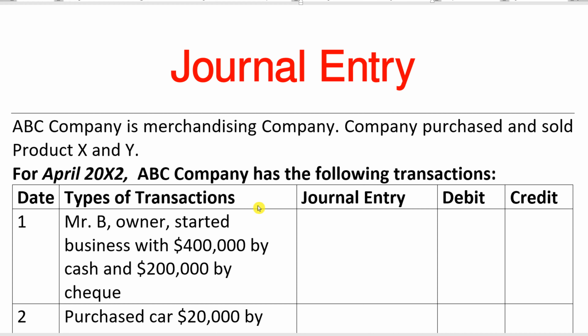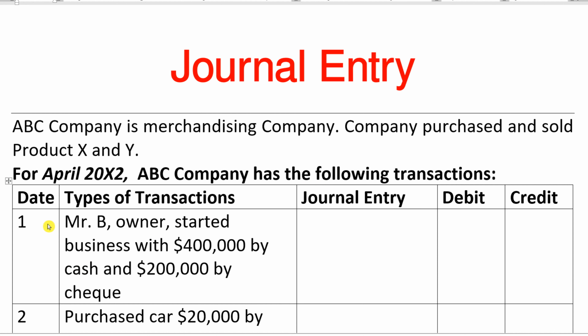Today we study how to make journal entries. ABC company is a merchandise company. The company purchased and sold products X and Y in April. ABC company had the following transactions.